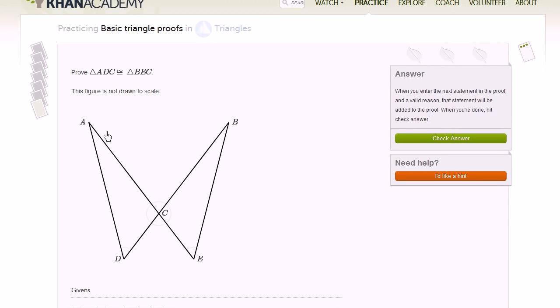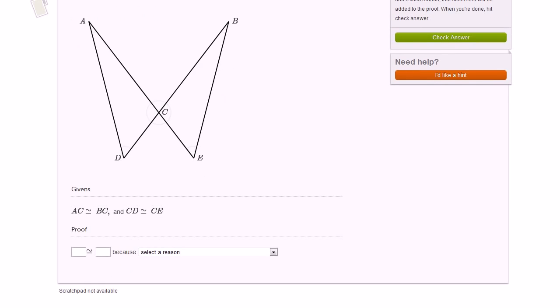We're asked to prove that triangle ADC is congruent to triangle BEC. So this left triangle is congruent to this right triangle, and the figure is not drawn to scale. And we should never assume that it is. And then we have some givens here.